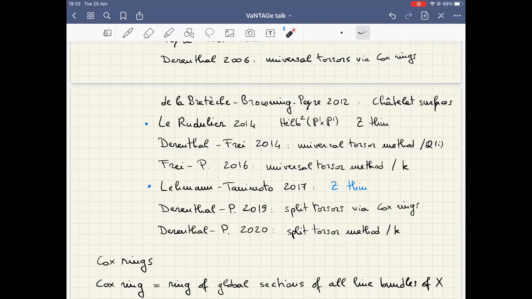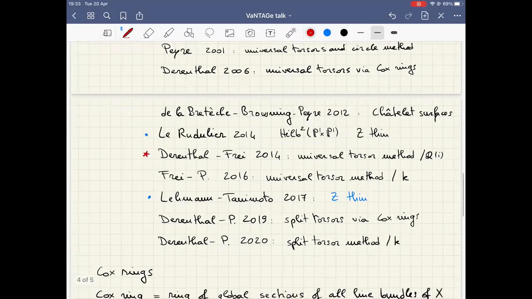Okay, so for what concerns the results that I'm interested in for today's talk, if you want to look at the literature, you find them in this paper by Derenthal and Frei first. There's one thing that we have to say about the universal torsor method, you can look at this list. If you look at the paper, you see it more precisely. It has been used only for varieties over the rational numbers until somebody tried to do it over number fields that are not the rational numbers.